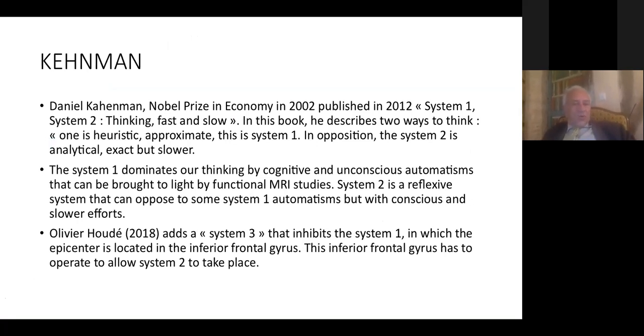In the beginning, I told you about Kahneman, who also won a Nobel Prize in Economics, and has published Thinking, Fast and Slow, System 1, System 2. In his book, he describes the 2 ways to think. The first one, which is heuristic, approximated, is System 1. We act very quickly, and so we can say most of the time System 1 decides for you. In opposition, there is System 2, which is more analytic, which is exact, but slower.